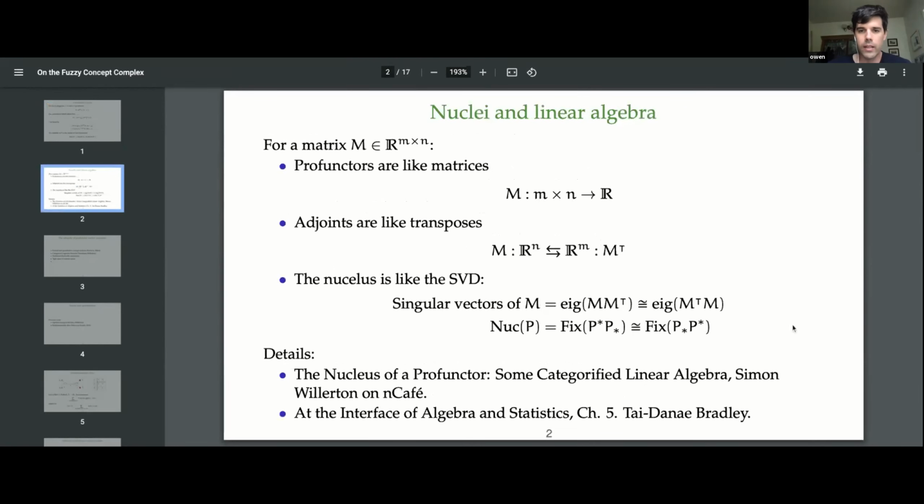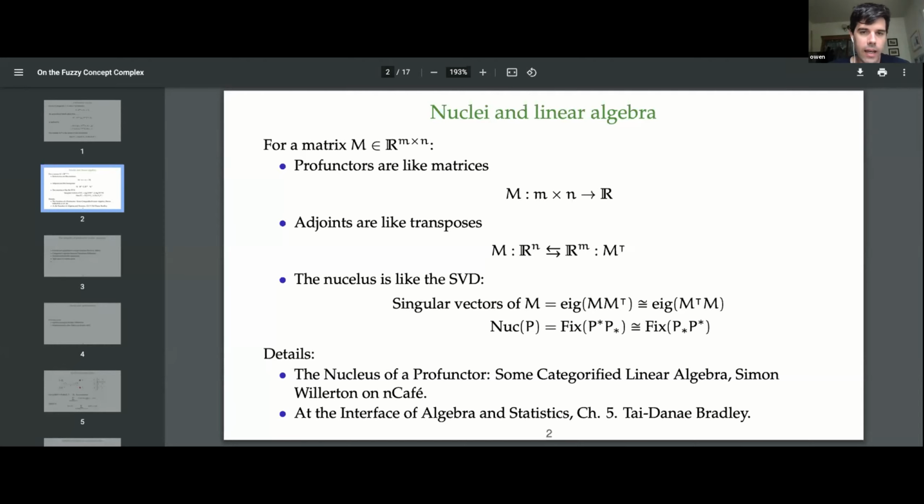So I think a good way to make that a little bit less abstract and build some intuition is to develop an analogy with linear algebra. The starting point is the observation that an m by n real matrix is nothing other than a selection of a real number for each row index, column index pair. So if we abuse notation a little bit, we can write our matrix in this kind of profunctory way as a map from the product of the row indices and the column indices to the reals.